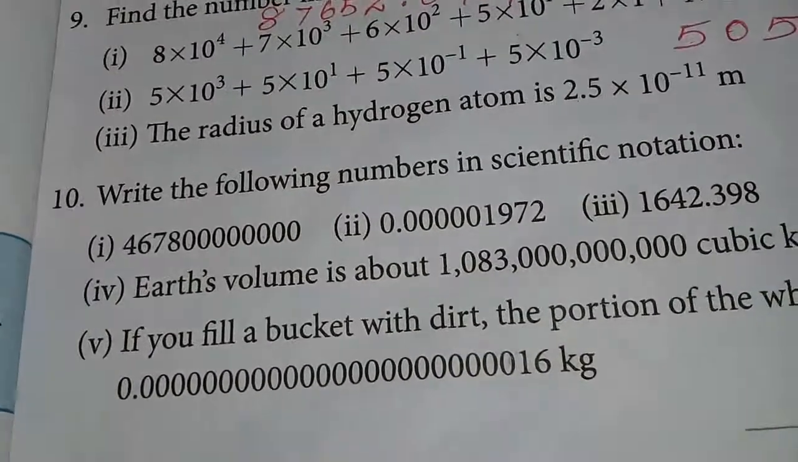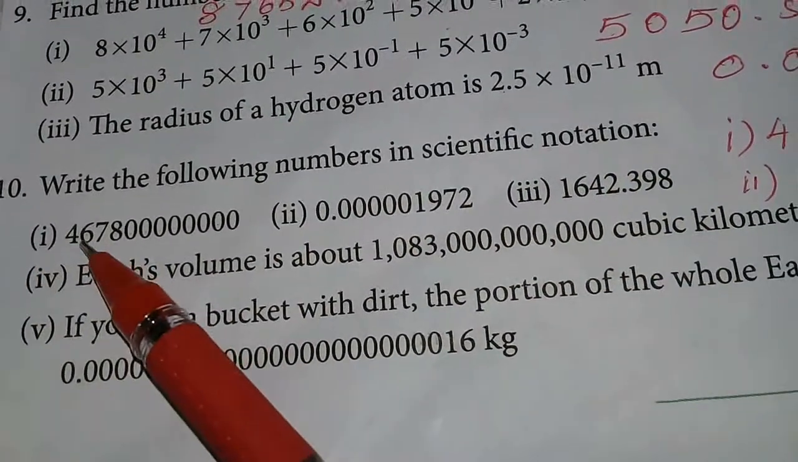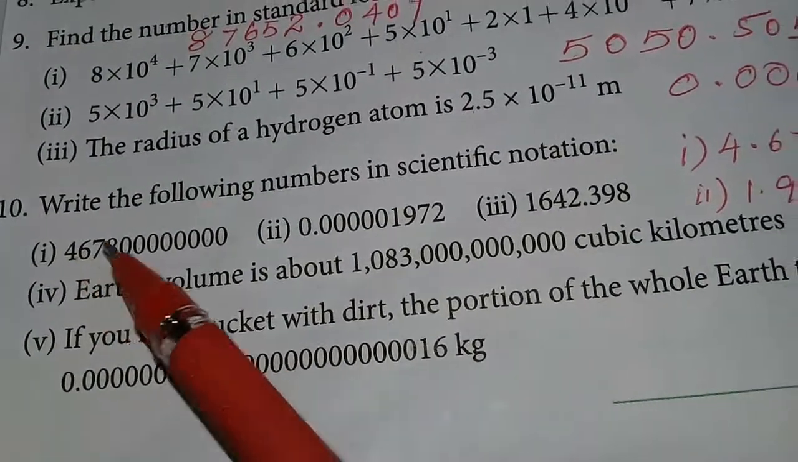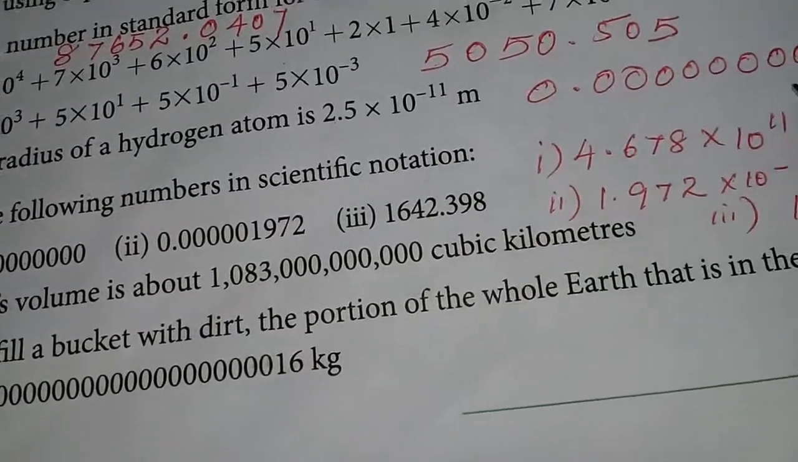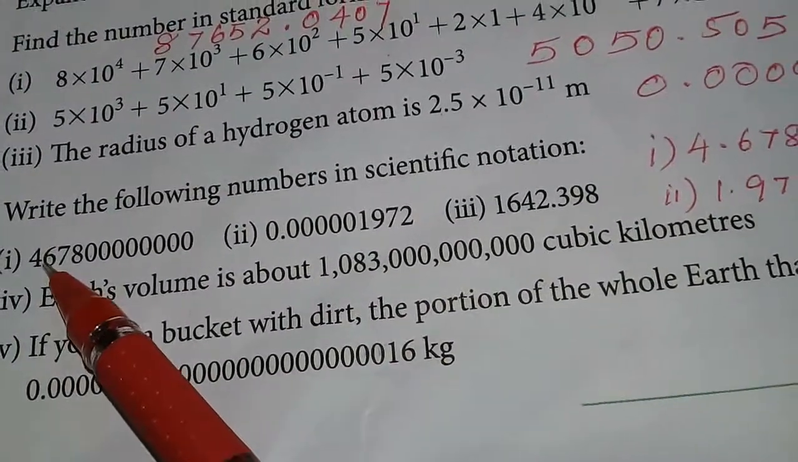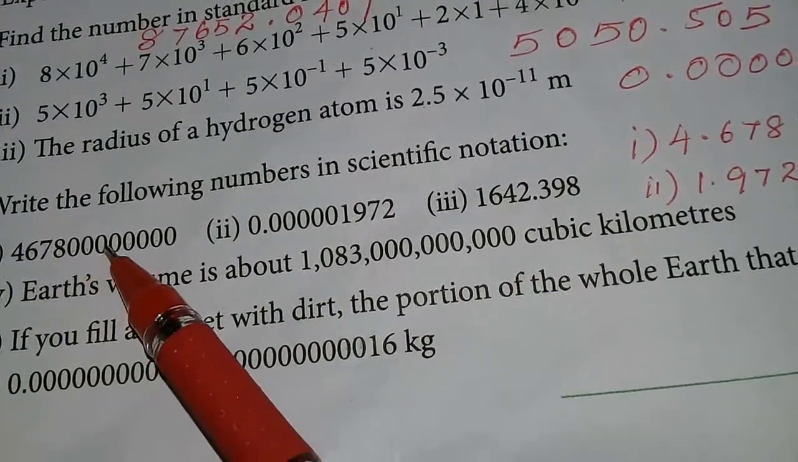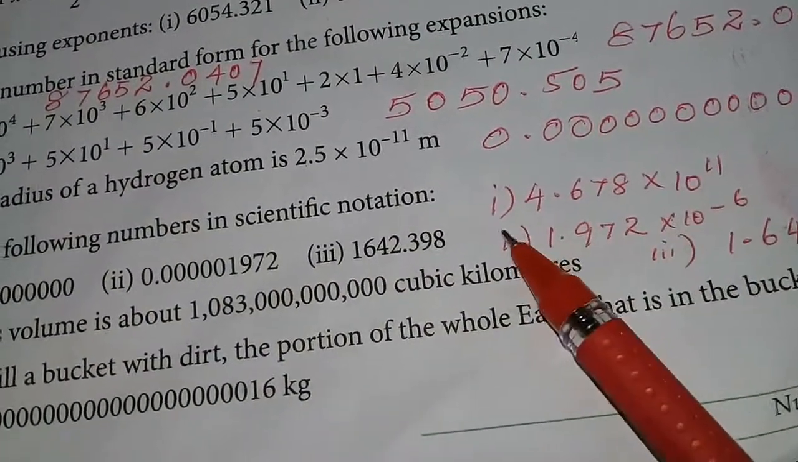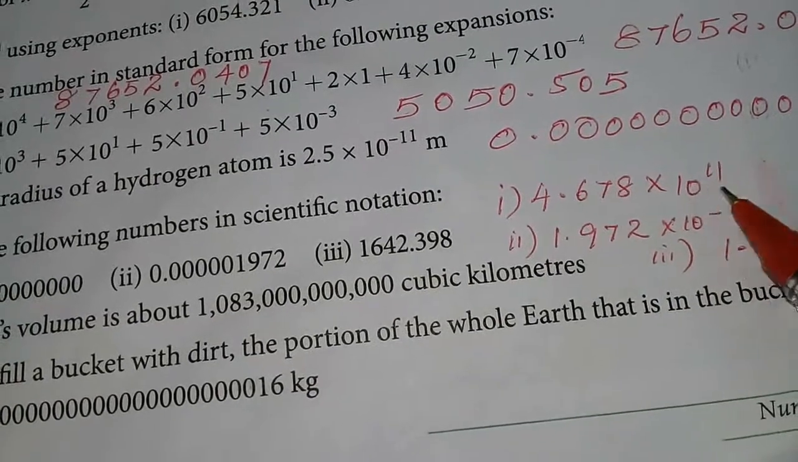The 10th question, write the following numbers in scientific notation. Here also put the decimal point, the first decimal here. 4.678 into 10 to the power, how many digits here? Start from here only: 1, 2, 3, 4, 5, 6, 7, 8, 9, 10, 11. So 11 digits only. So 4.678 into 10 to the power 11.